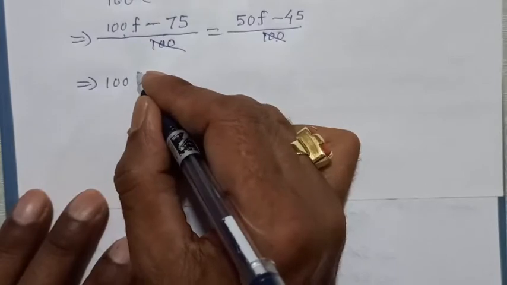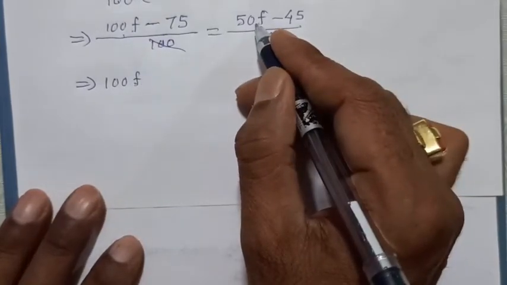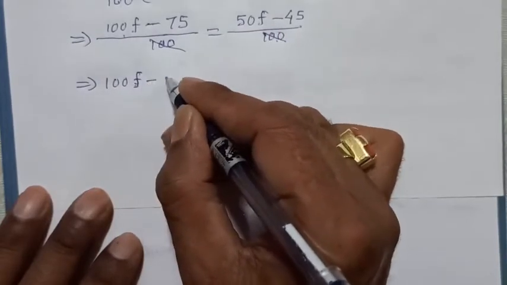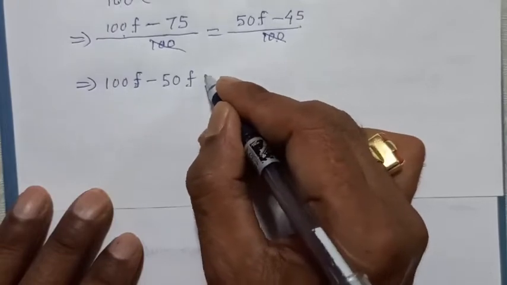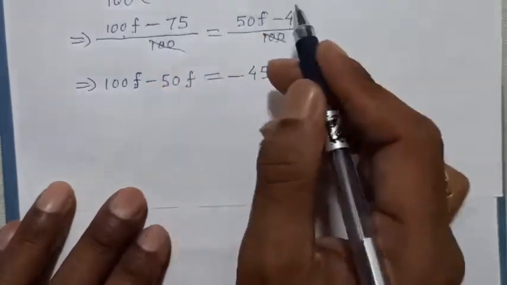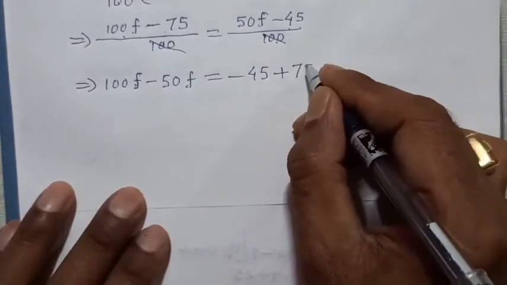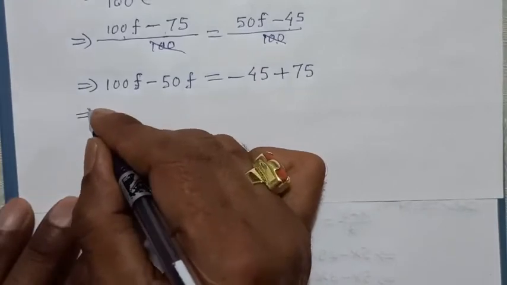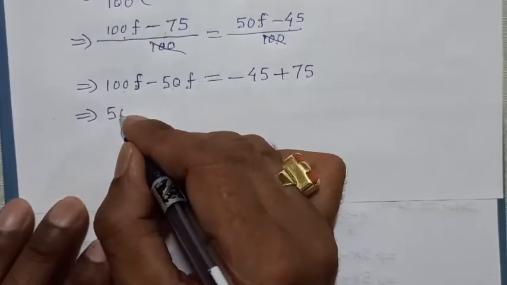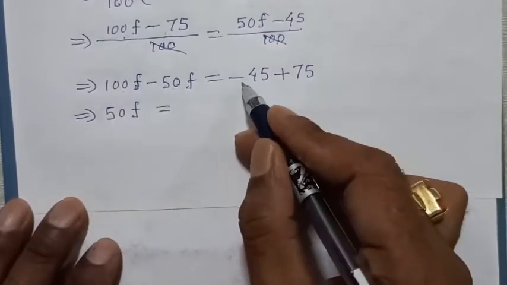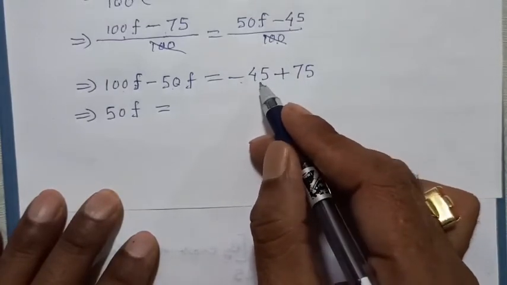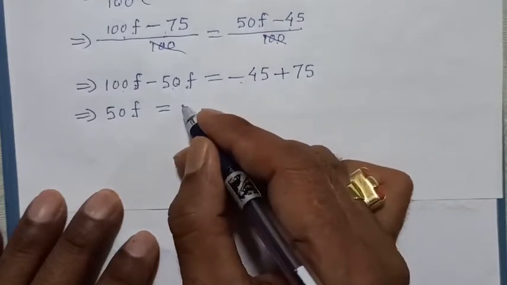100f. This 50f, we are transposing this to the other side, then sign is changing, minus sign, 50f, minus 45 minus 75. If we are transposing to the other side, sign is changing, plus 75. 100f minus 50f. If we are subtracting these two numbers, we will get 50f. This is minus, this is plus. We need to subtract these two numbers. If we subtract 45 from 75, then we will get 30.